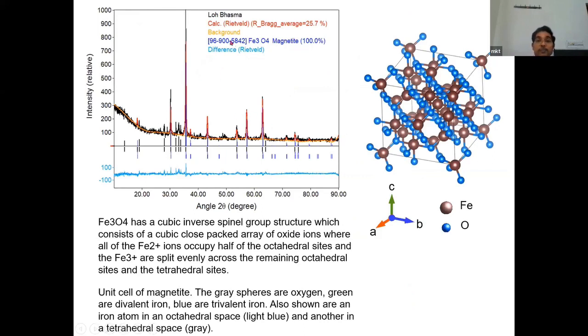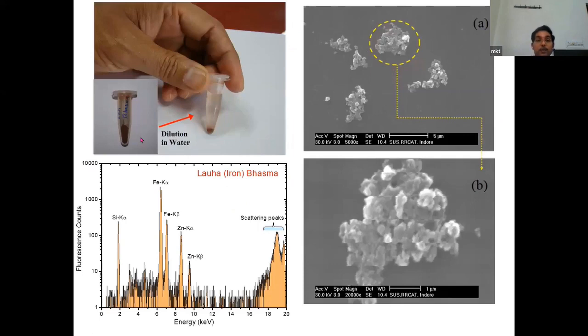X-ray diffraction shows that the iron bhasma has a magnetite structure, Fe3O4. Fe3O4 contains two phases, Fe2 plus and Fe3 plus. This is a medicinal grade sample. We dispersed this particle into water, and then further dispersed it with ultrasonication.